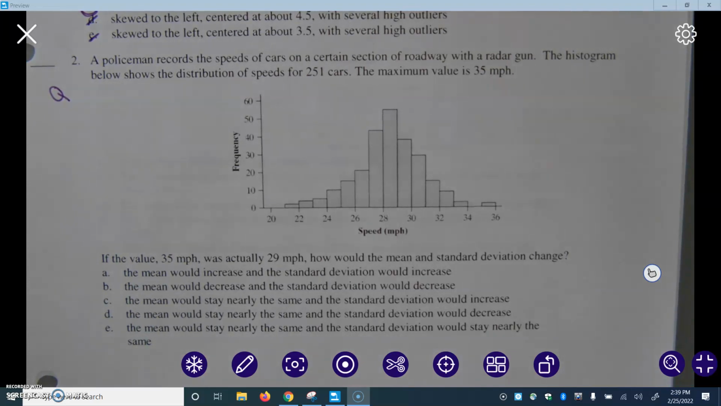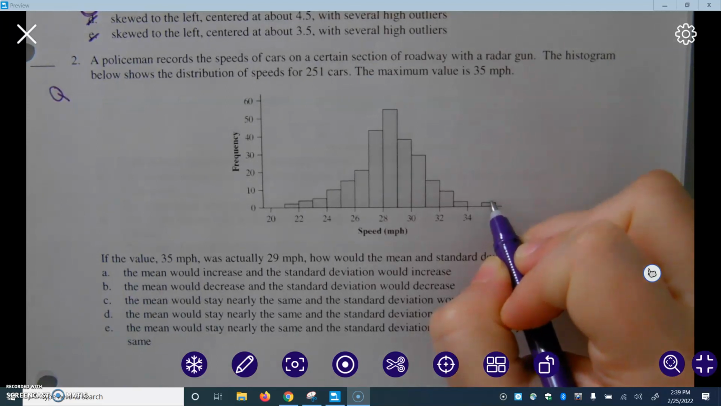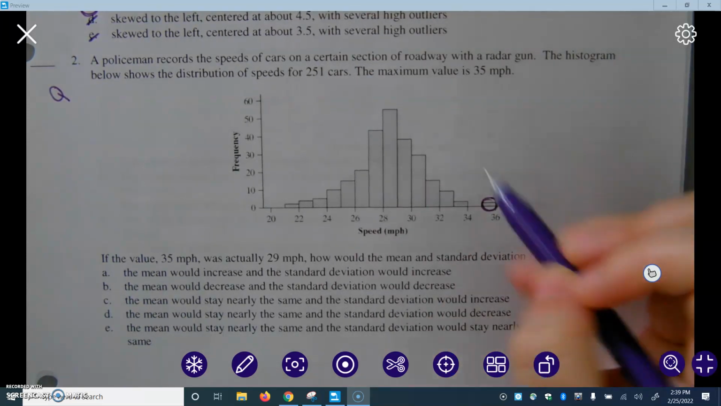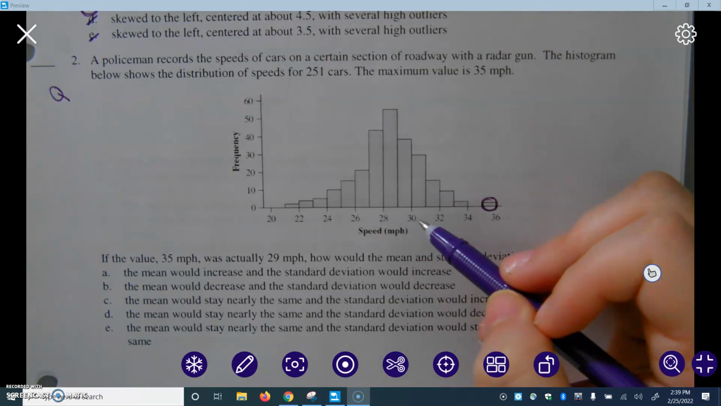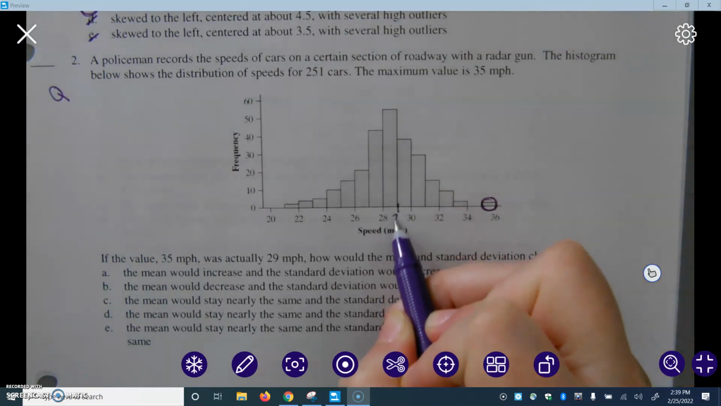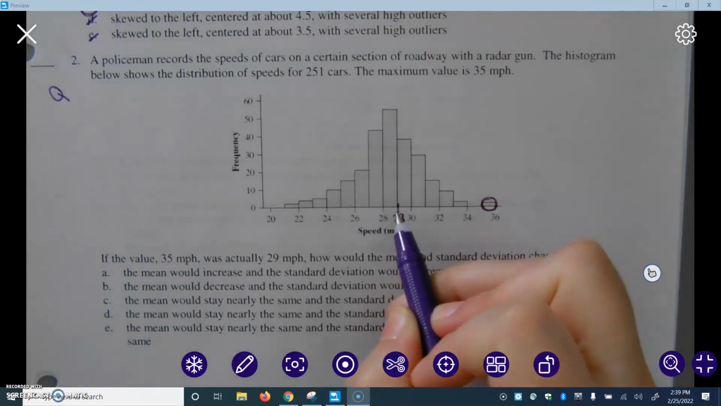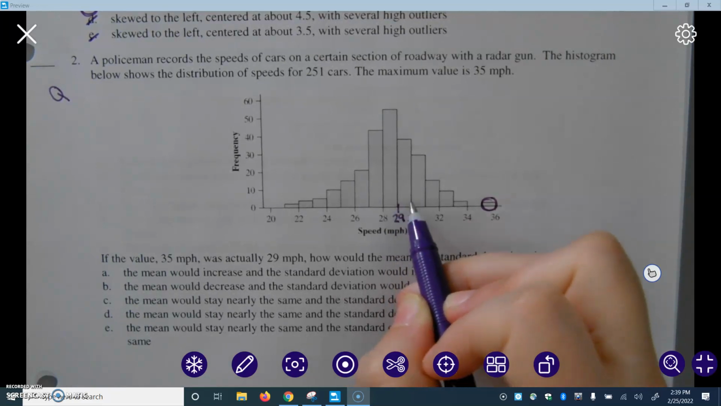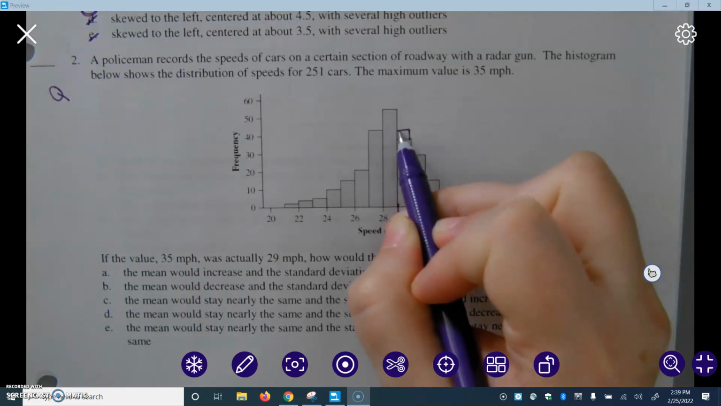So standard deviation describes how spread apart the data is. So a big standard deviation means a big range. A smaller standard deviation means a smaller range. So if I were to take this outlier and put it where the rest of the 29s are, here's 29. When you're making a histogram, equal or bigger goes into the following bin. So that would put it here.